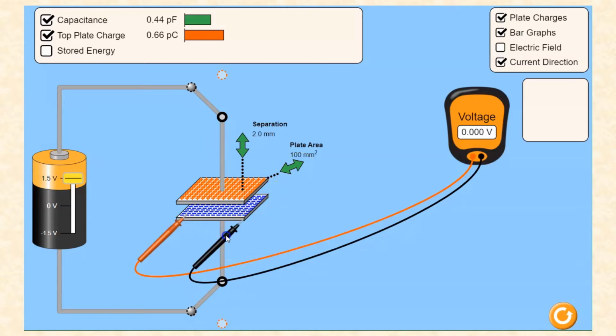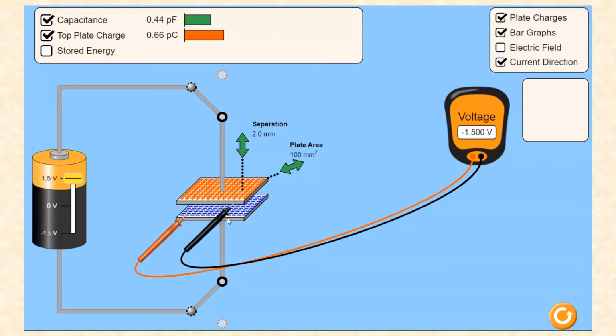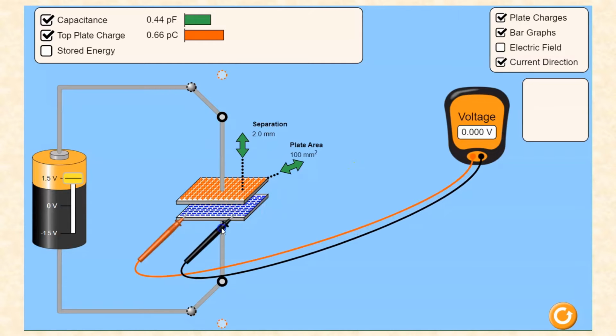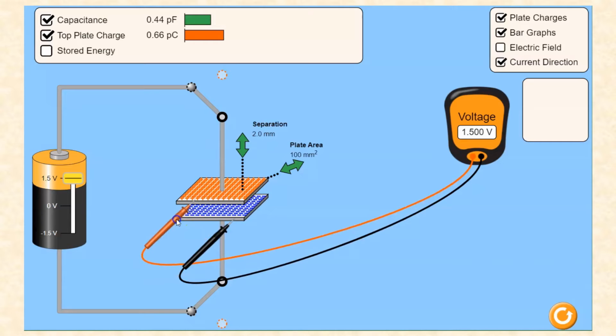You'll notice that as we decrease the plate area, the voltage did not change. The voltage of the plates remained constant, but both the capacitance and the charge stored on each plate changed. Let's now take a look at this other factor, the separation distance.